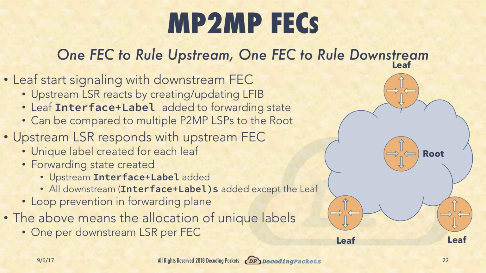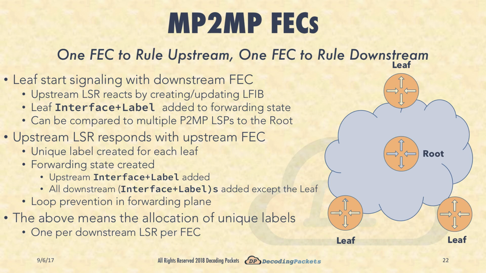Time for a recap. Usually with LDP and per-platform label space, a single label is attached to a FEC and then it's advertised to all of the upstream devices. So for example, if an LSR has a prefix in the FIB, say 1.1.1.1/32, it will generate a label for that prefix and advertise it to all of the LDP neighbors. In this case, with the upstream FEC, remember that upstream is downstream and vice versa.